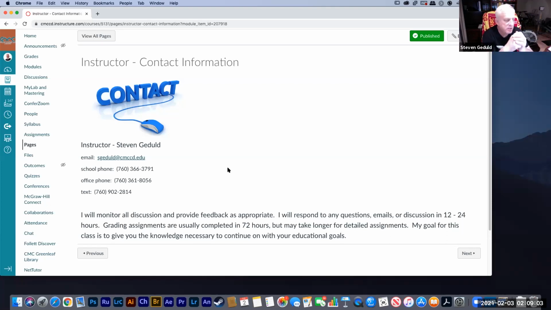Even in my office seeing patients, in between patients, I'm always checking my emails. So if you have a question, you can always email me. The school phone number: I don't have an office at school. I'm an adjunct faculty, so if you call that number, it goes to a place that I don't even know where it's at. But there is a school number that you can leave a message at, and it will give me a voice message to my email.